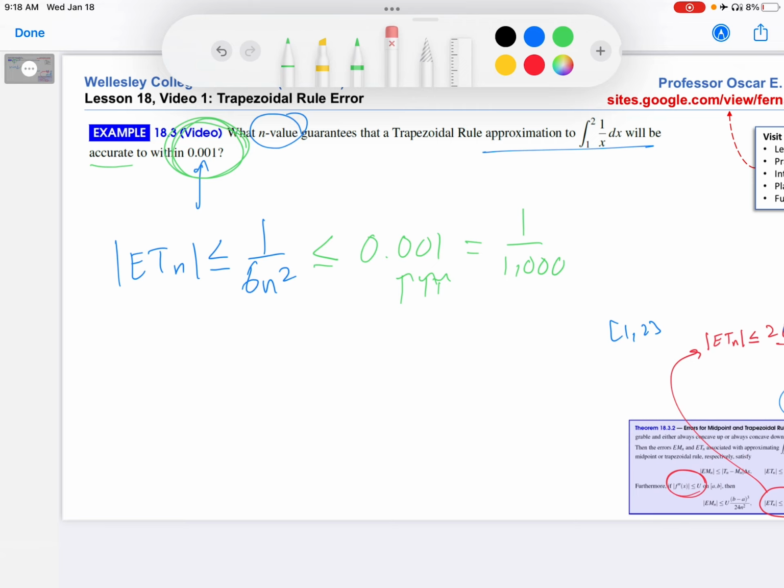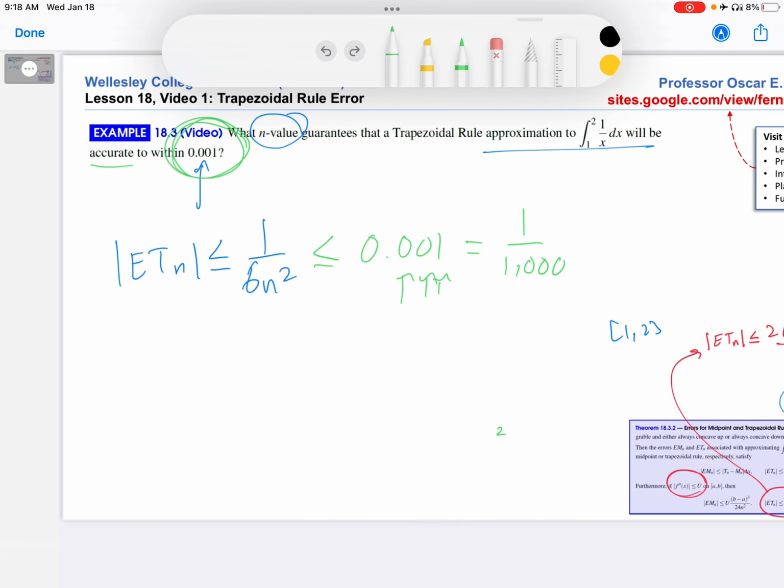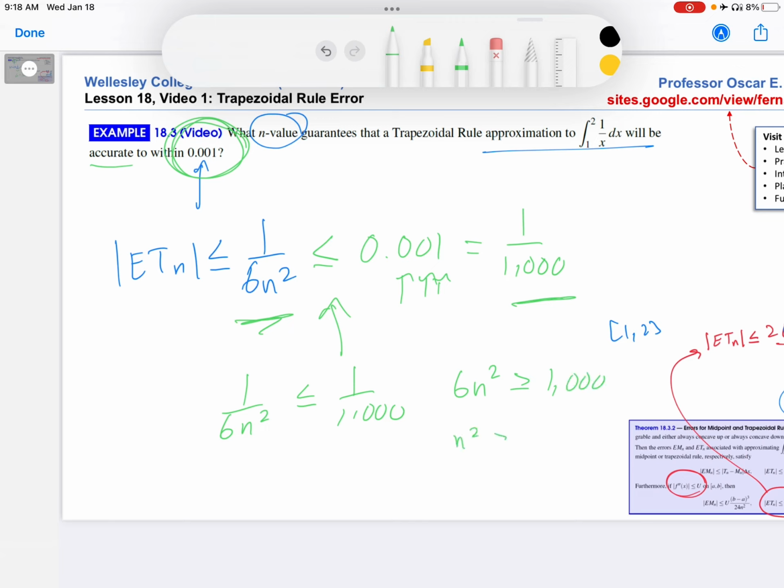Okay, and then now we're left solving, oops, I don't know what happened there. We will try that again. There we go, sort of. And then now we're left solving this less than or equal to that. So let's do that. 1 over 6n squared less than or equal to 1 over 1,000. Take reciprocals of both sides, which changes the inequality sign. Divide by 6. And then take the square root of 1,000 over 6.